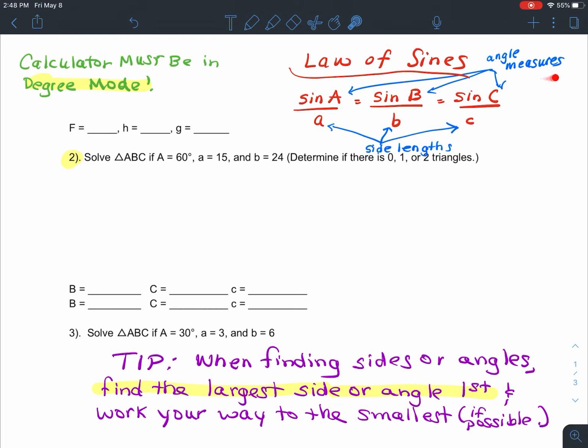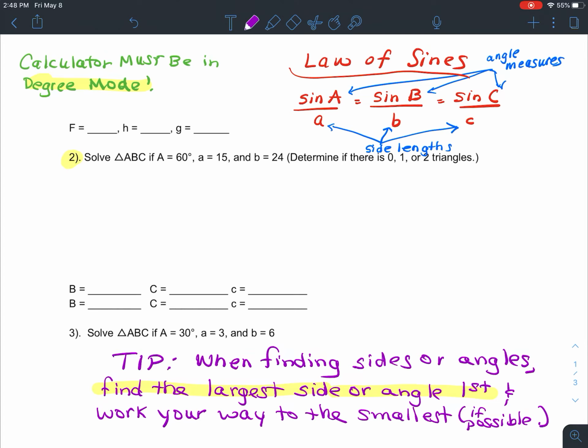Okay, I think the key is to make sure that after the trig function sine, that is the capital letter, which has to be the angle measure. And then in the denominator is the lowercase letter that's actually the side length opposite the angle that you referenced in the numerator. Okay, so here's what you need to do for all of these problems. This is really, really important. You have to draw these pictures and you need to label them.